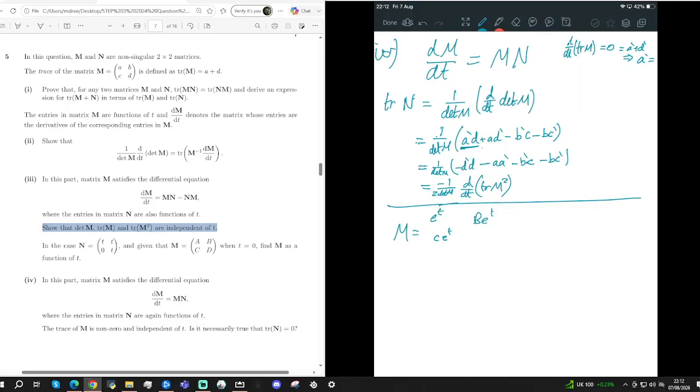So let's just say e to the t, and then to make the trace independent, I need a minus e to the t. So if I had something a bit more like that, and actually it doesn't even matter what these things are, they're any functions. So I'll call that b of t, c of t. And then m dash is just e of c negative b dashed of t, c dashed of t.